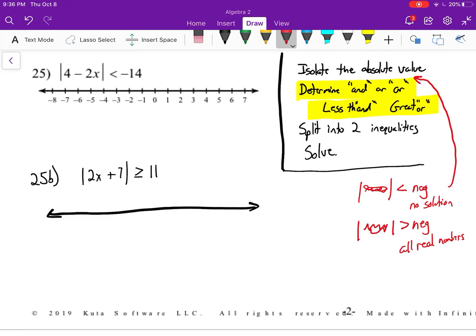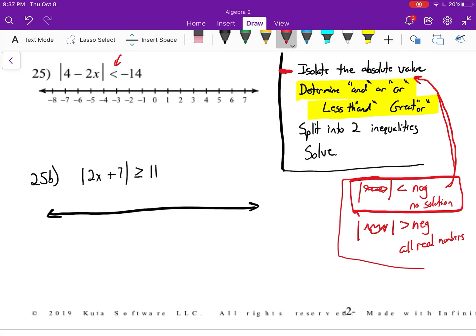So let's go ahead and look at this first one, number 25. First thing we want to do is isolate the absolute value. Well, it's already done. Next, we want to check if there's any special situations. Do we have the absolute value less than a negative or the absolute value greater than a negative? Well, we actually have the absolute value of something's less than a negative, and we know that absolute value can never be less than negative, so this one is no solution. I love those nice easy ones. And that's why I threw the second one in here, so we could actually work one out.